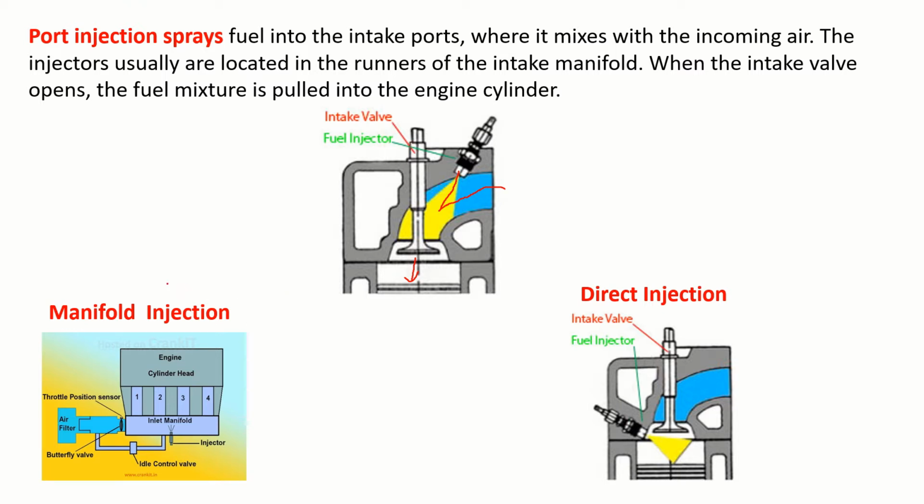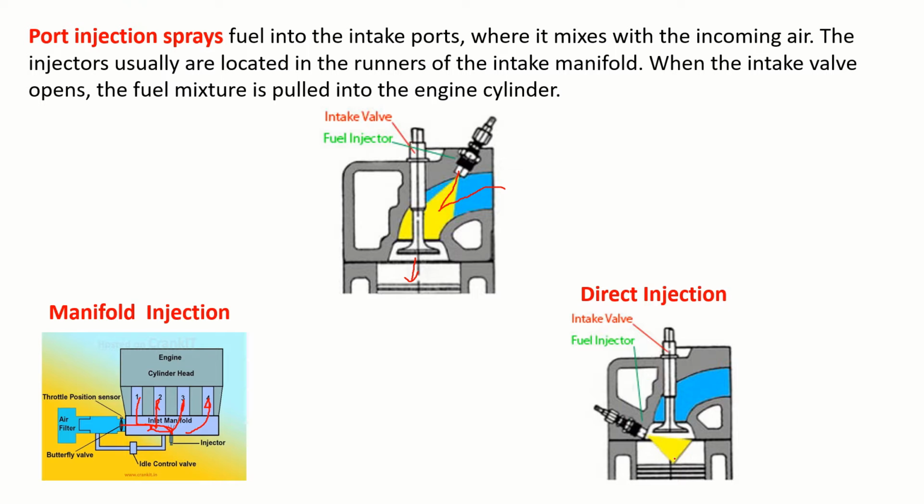In the manifold injection, you can see here we have multi-cylinders, 1, 2, 3, 4 and so on. There is one single injector. Air enters into this manifold and into this air the fuel is injected. Then it is distributed depending on the suction stroke of that particular cylinder.